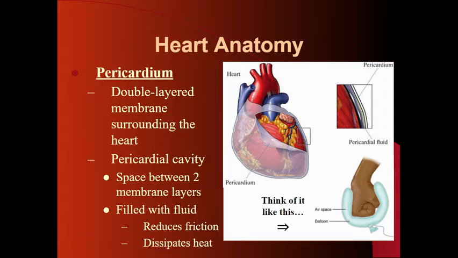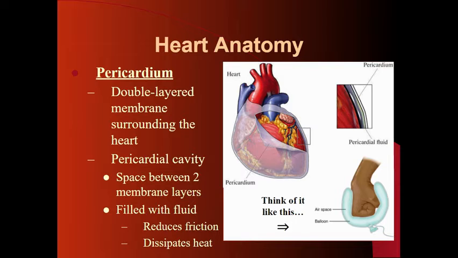So heart gross anatomy, we have the pericardium, which is a double layered membrane that surrounds the heart. In between the two layers of the pericardium is the pericardial cavity. So that space is filled with fluid. And the job of that fluid is to reduce friction and to dissipate heat.